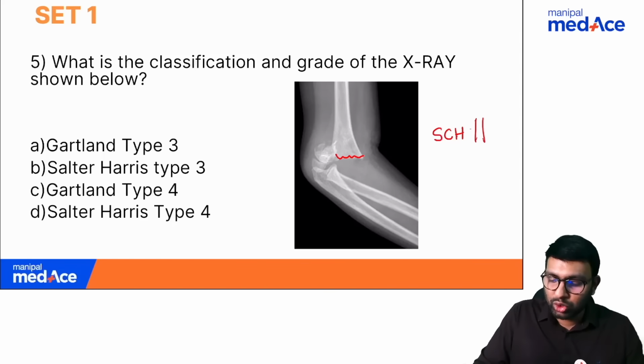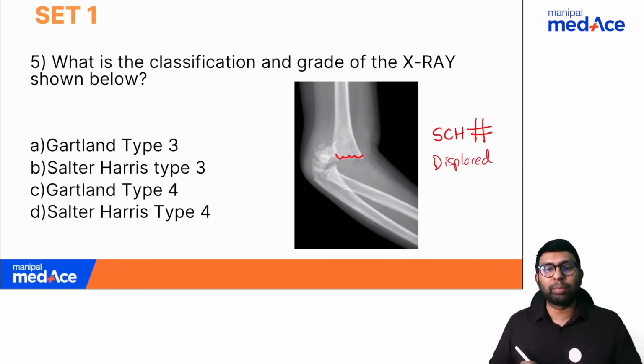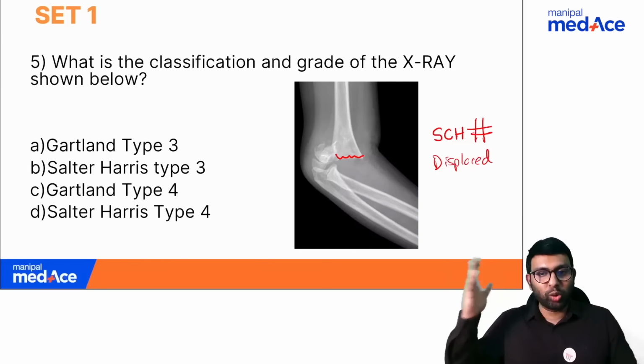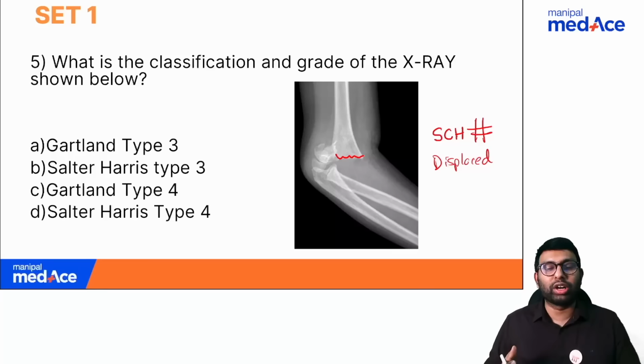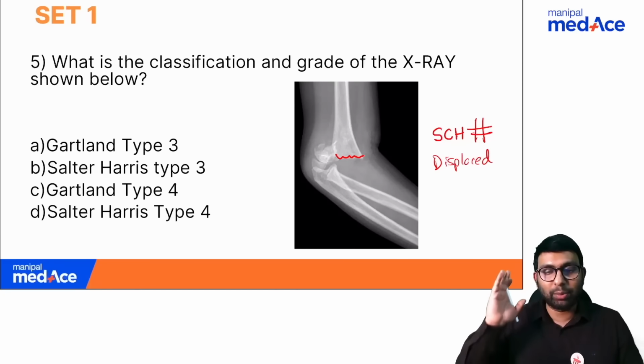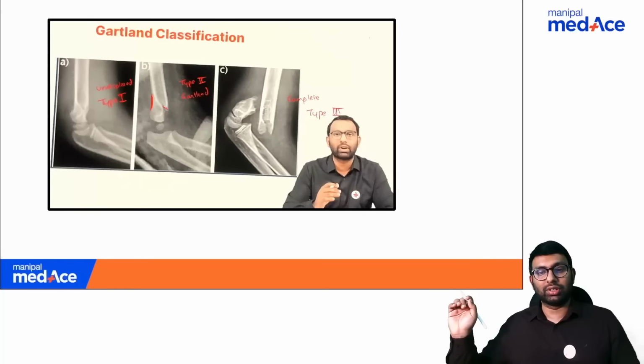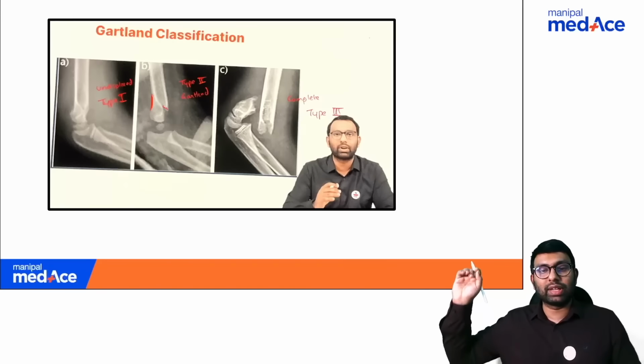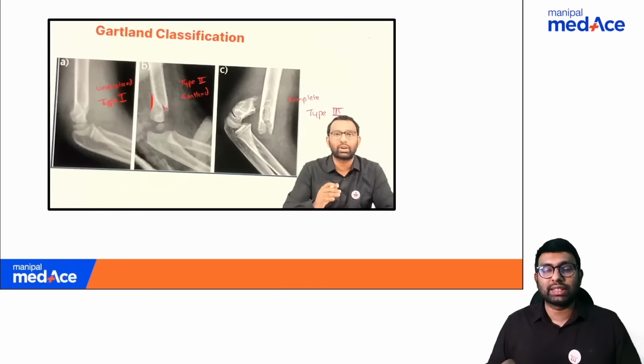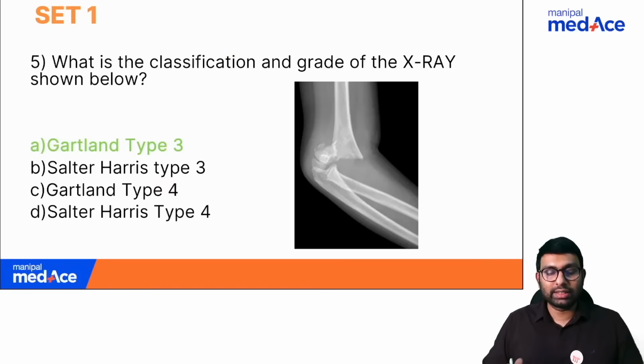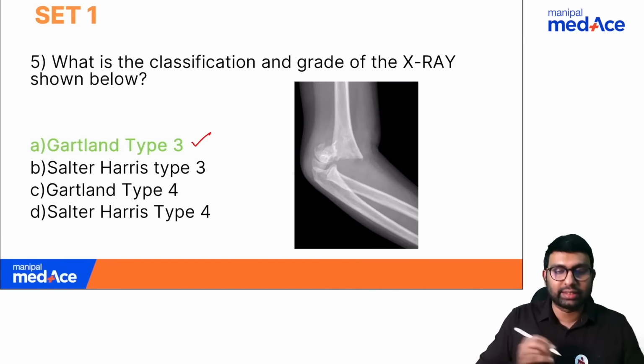So you have a supracondylar humerus fracture and if you see it is completely displaced. It is a completely displaced type. Now let's go back into what we've discussed about supracondylar humerus fracture. We've discussed about the classification system being a Gartland classification. And in Gartland classification, if there is a completely displaced type of supracondylar humerus fracture, then it is grade 3. So this here is a grade 3 fracture.